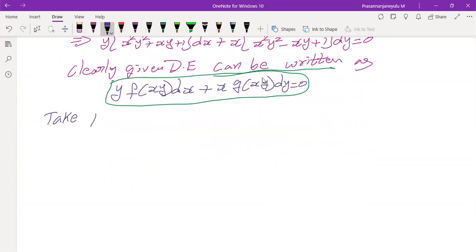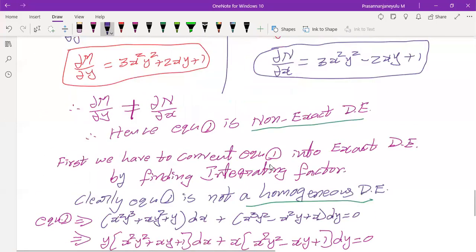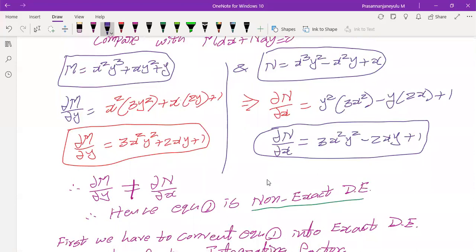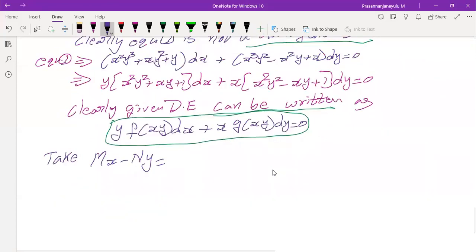Take mx minus ny. M is equal to how much? What we got? This is m: x square y cube plus xy square plus y.